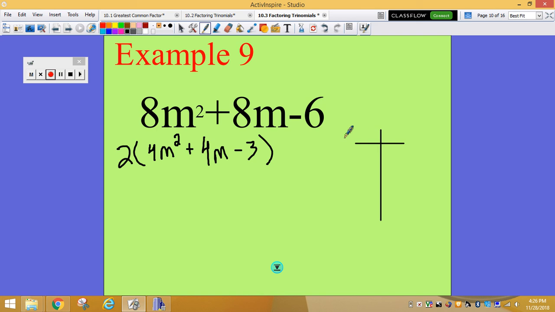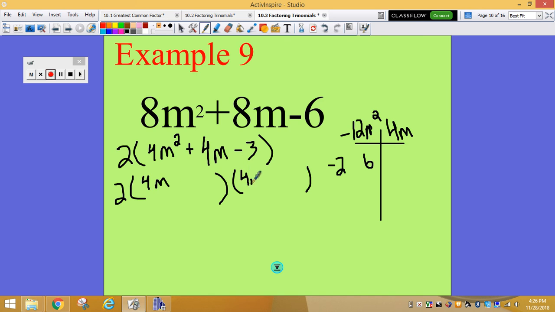So first times last is negative 12. Your middle term is 4. So what can I do? I could do 1 and 12, that won't work. 2 and 6, that works. And if my 2 is a negative, then they'll add to give me a positive. So let's break this down. I got 4m in front, so that's going to, oh, this is great because both of them are going to reduce. I wanted to just see one like this. My answers were negative 2 and positive 6.